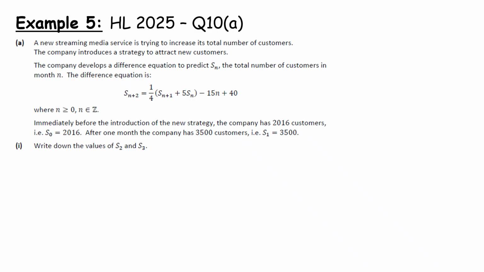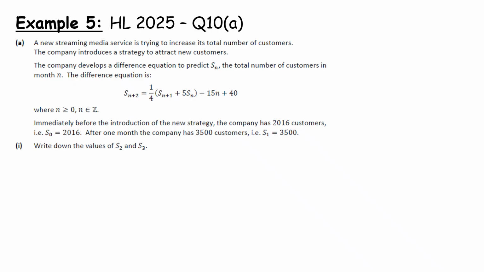Immediately before the introduction of the new strategy, the company had 2016 customers, i.e. S0 is 2016. One month after, the company has 3,500 customers, i.e. S1 is 3,500.